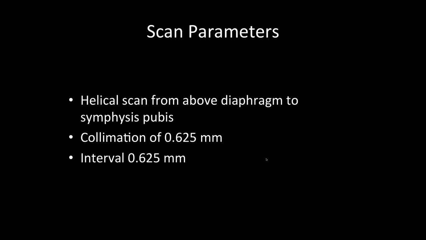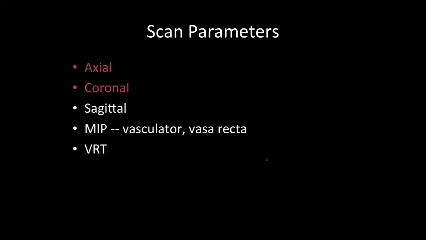The field of view is from above the diaphragm to the symphysis pubis. The collimation is 0.625 millimeter. The interval is 0.625 millimeters. Then the reconstruction, axial and coronal, these are integral, and the coronal was really important to do.